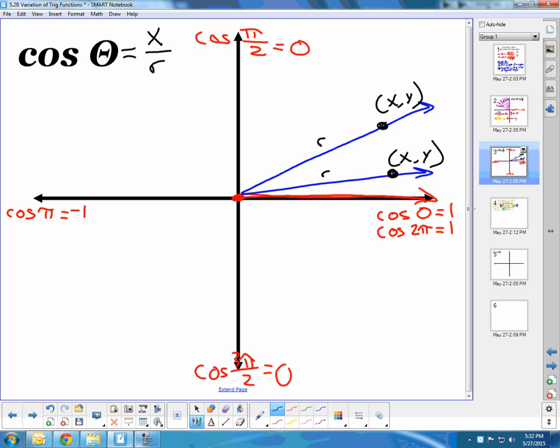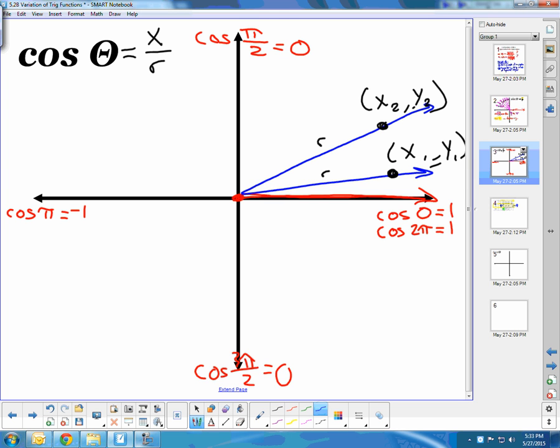Maybe I should label these with some sub-notation here. On the first point, I'll call this x sub 1 comma y sub 1, and this x sub 2 comma y sub 2. The r's I'm going to leave as r's because they are the same. x sub 2 is going to be smaller than x sub 1 in this particular case for the radius staying fixed.